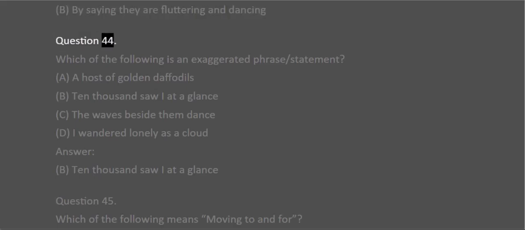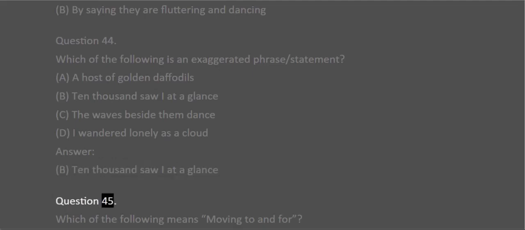Question 44. Which of the following is an exaggerated statement? A. A host of golden daffodils, B. 10,000 saw I at a glance, C. The waves beside them dance, D. I wandered lonely as a cloud. Answer, B. 10,000 saw I at a glance.